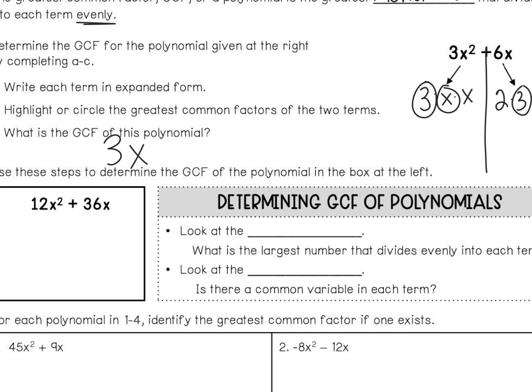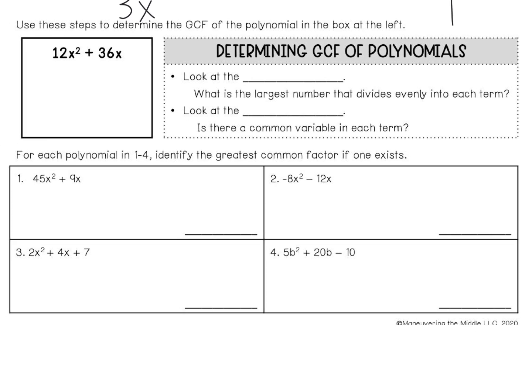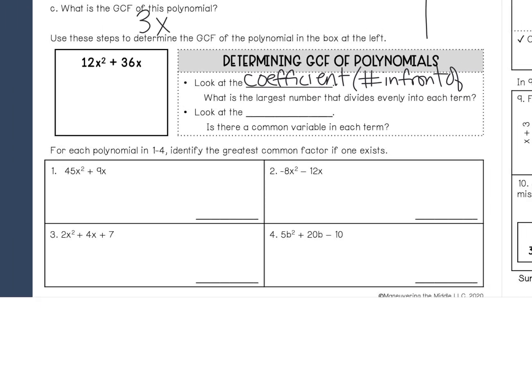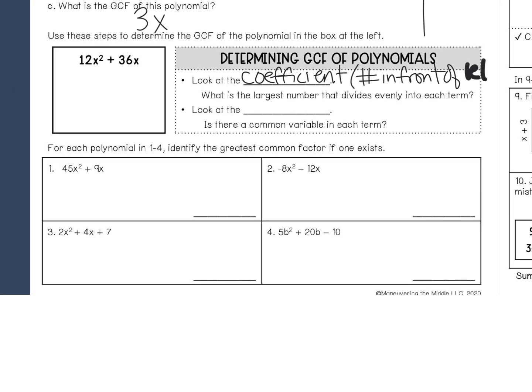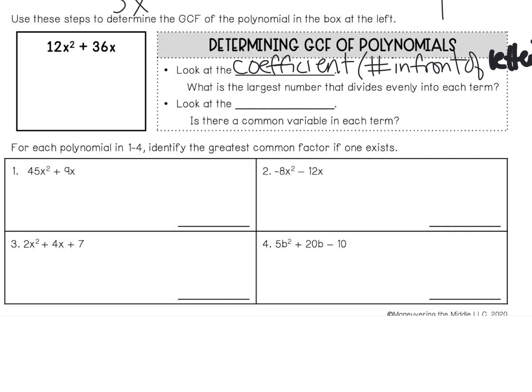So let's write a couple of steps on what we need to do here. Look at the coefficients. Do you remember what a coefficient is? The coefficient is the big number, right? It's the number in front of the letter or the variable. Okay? Which is the largest number that divides evenly into the term?